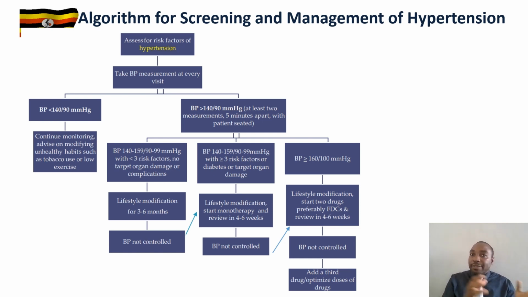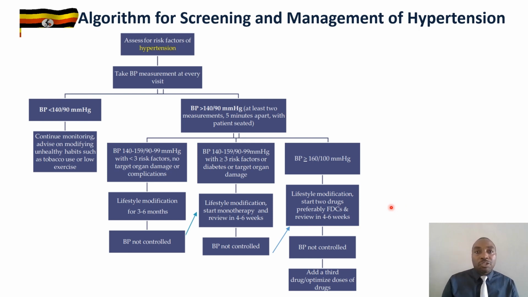So we combine lifestyle modification with monotherapy, one drug, and then we review after 1 month, or 4 to 6 weeks. If the blood pressure is still not controlled, we then introduce a second drug. So the person is going to be on at least 2 drugs plus lifestyle modification. Most of these are FDCs, fixed dose combinations, to make it easier for patients to swallow.